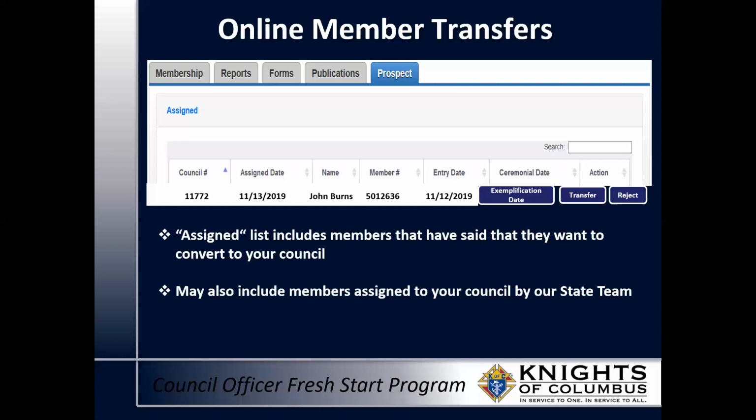If for some reason through the approval process the member is rejected, then obviously you wouldn't have them go through the exemplification. You would hit the reject button, and then that information would be taken off the screen, and that member would not appear on your prospects tab any longer.